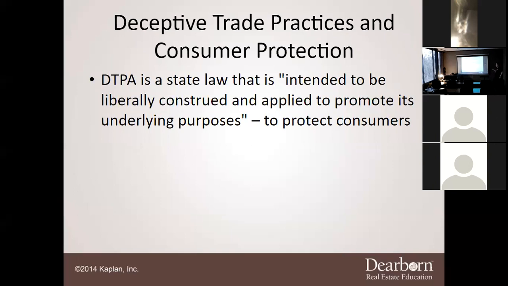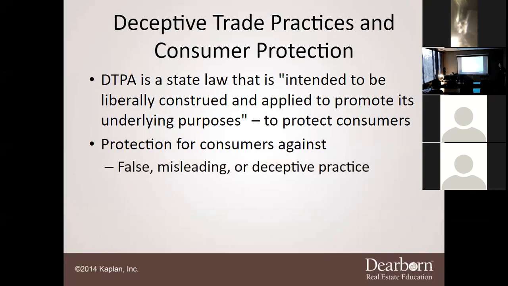So liberally construed and applied to promote its underlying purposes, to, of course, protect consumers. Like last night, Cody provided some good information. He was talking about it from a normal person, not a licensee. These laws are written on whose behalf? The consumer, not the licensees. Okay. Again, it's a protection for the consumer against any false, misleading, or deceptive practices, any unconscionable actions.